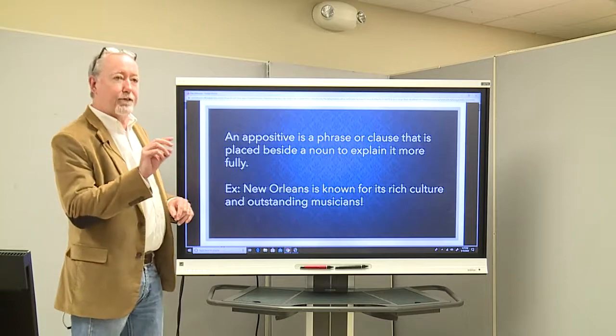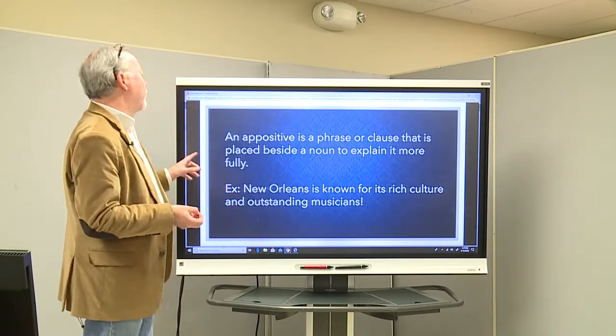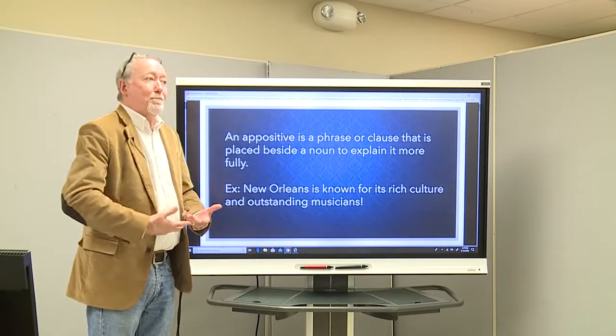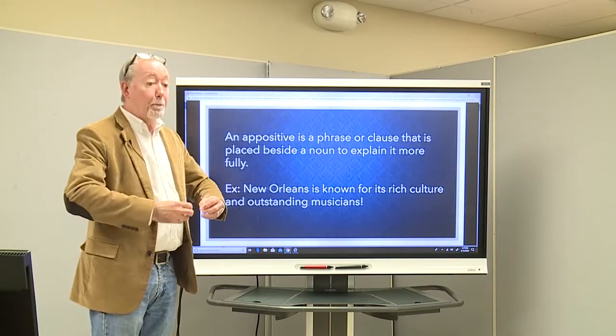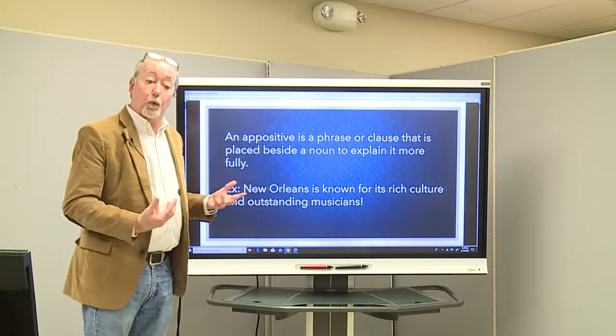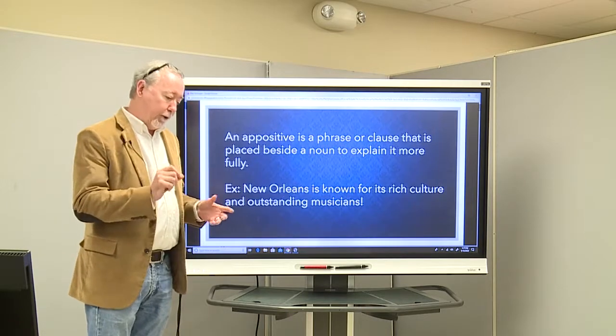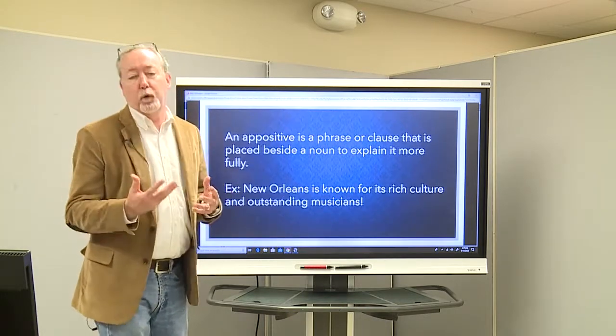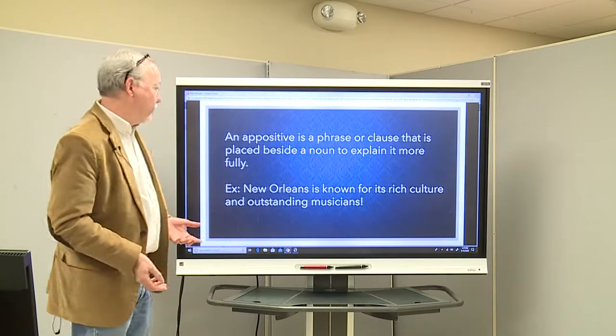An appositive is a phrase or a clause that is placed beside a noun to explain it more fully, to add to it, to give your reader, whoever it is that's reading your sentences, a better understanding of what it is you're talking about, what you're trying to get across.